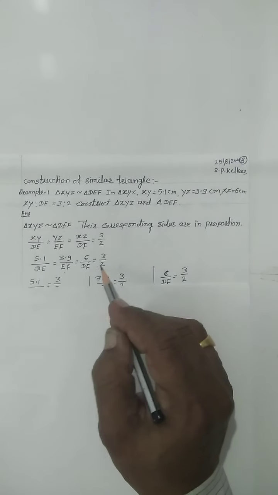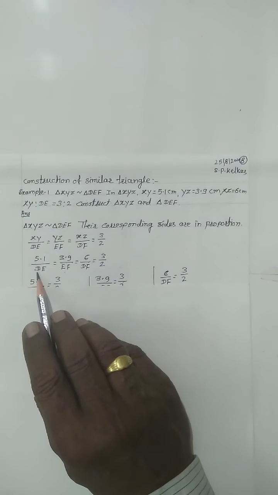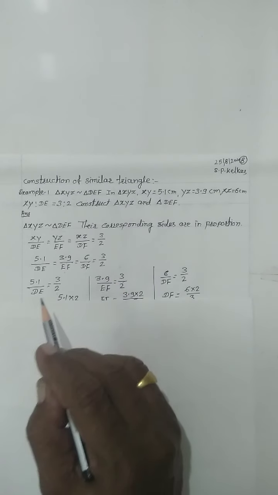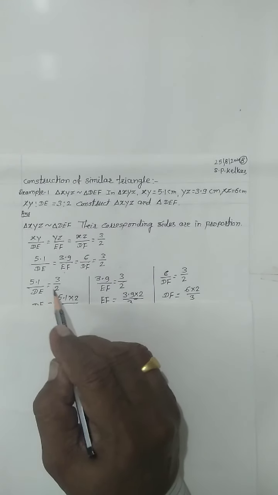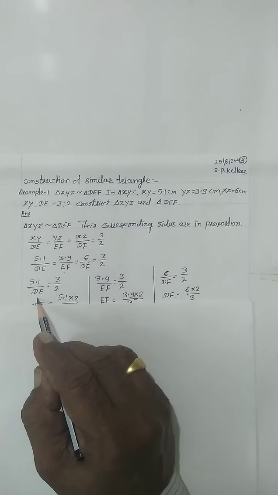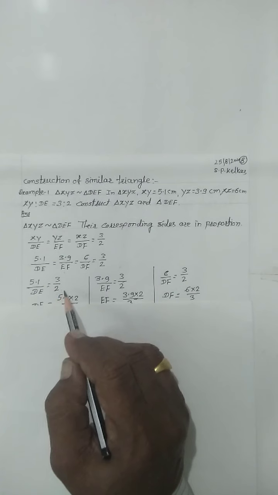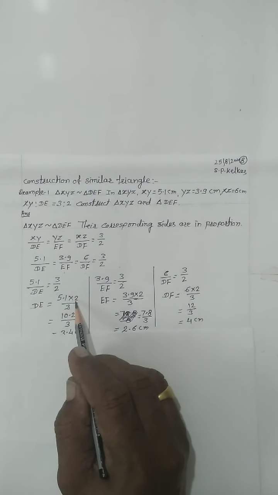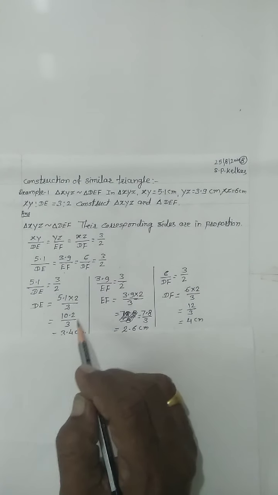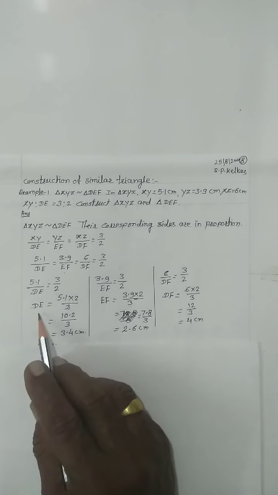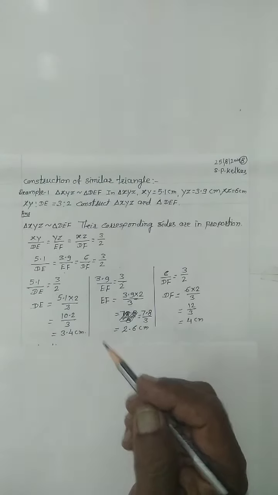Now take first ratio and last ratio, 3 by 2. Now DE equal to 5.1 into 2 divided by 3. Then we get 5.1 into 2 is 10.2 divided by 3, we get 3.4 centimeter. DE equal to 3.4 centimeter.